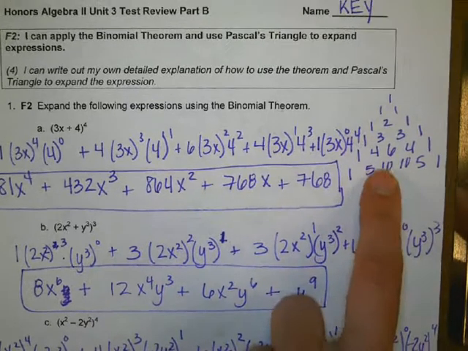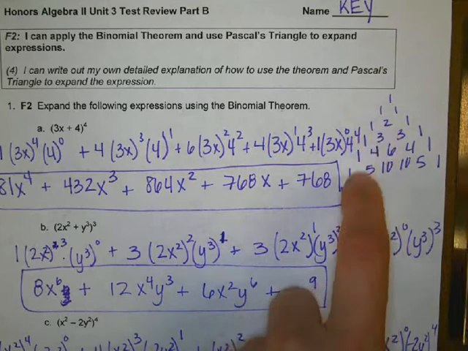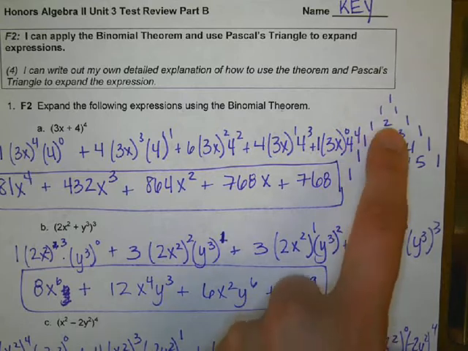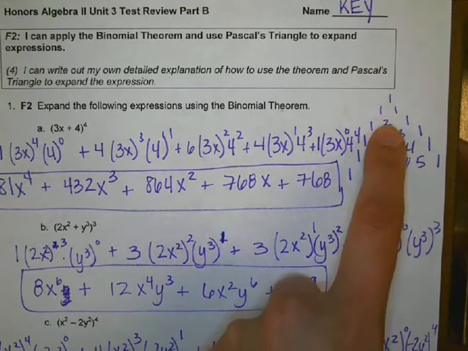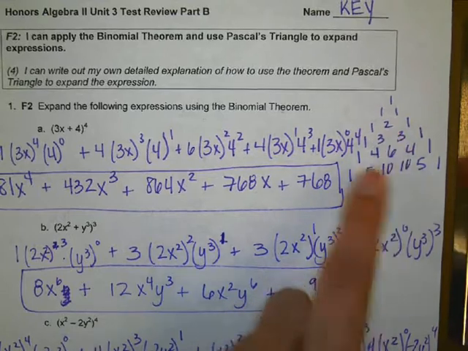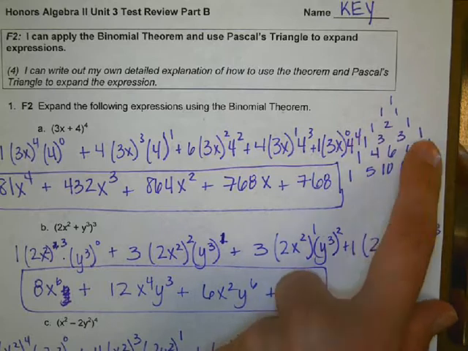Remember that the pattern is you start with 1, 1, and then as you go down the triangle, the number below is created by adding the two numbers above. So we go 1, 1, 1, 2, because 1 plus 1 is 2, 1, then 1 plus 2 is 3, 2 plus 1 is 3, and then 1, and it goes on from there.